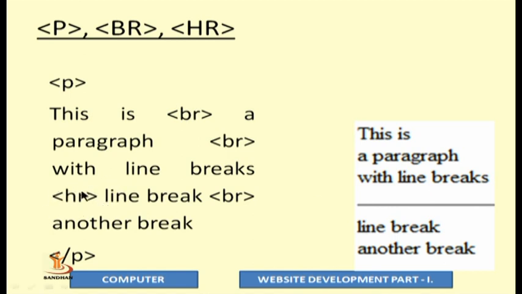So when I use HR, it not only puts my content on the next line, but also draws a horizontal line between the content. So you can see this is a paragraph with line breaks. Here 2 line breaks are there. Then we have used HR, that is horizontal line. Once again we have put BR, that is another break. So line break and another break. So this is how paragraph, break line and horizontal lines are working.